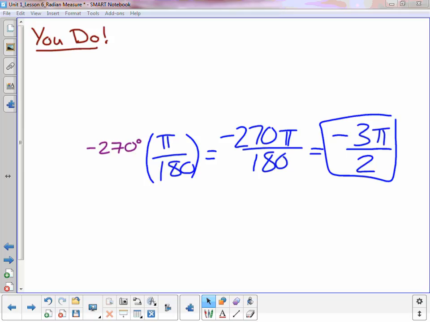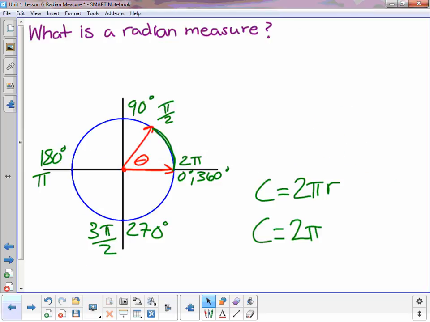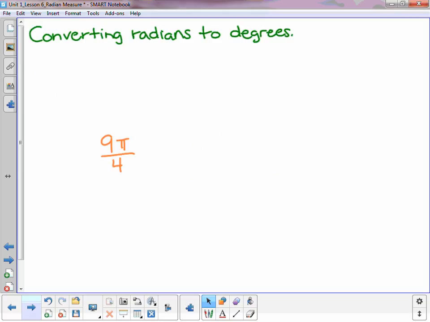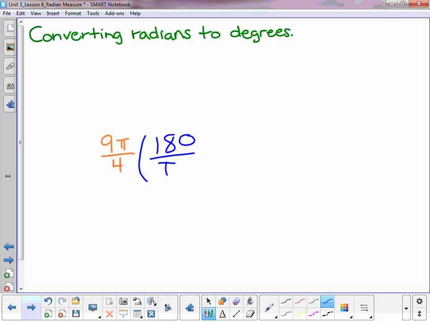So the other way to do that is to go back a couple slides. 270 is 3 pi over 2 radians. So negative 270 is negative 3 pi over 2 radians. So you might guess that to go from radians to degrees, we just do the very opposite. We multiply this time by 180 over pi.